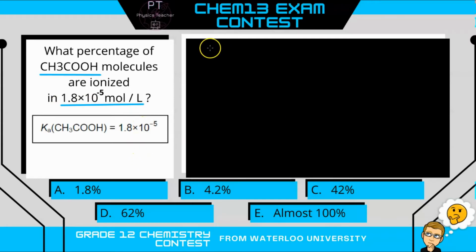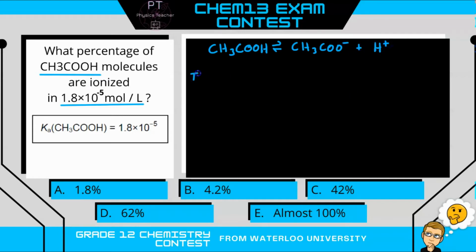So we'll start with the equilibrium equation. We have CH3COOH, with our double harpoons there, CH3COO-, and this H is going to come off, and we're left with our ions.